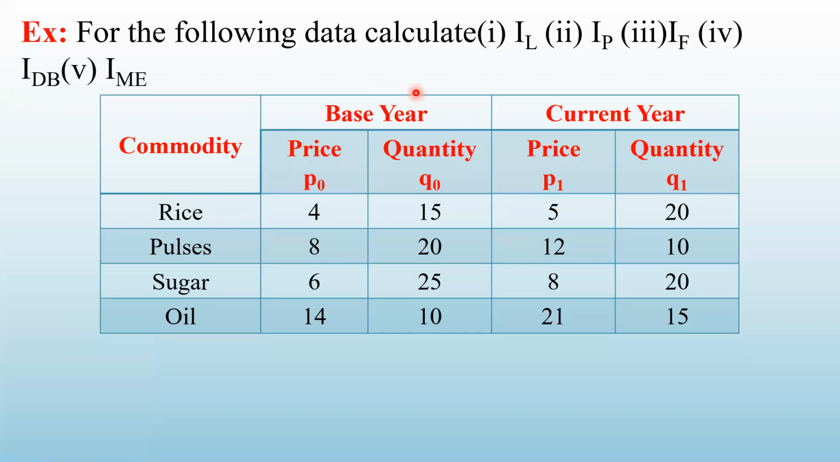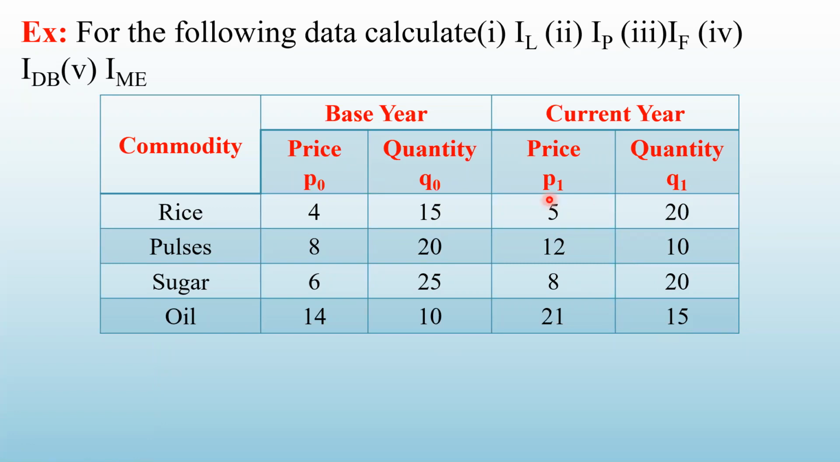Look at here. This is the column for base year. So base year price for rice is 4, pulses 8, sugar 6, and oil 14. Base year quantity is 15, 20, 25, and 10 respectively. For the current year, the prices are 5, 12, 8, and 21, and quantities are 20, 10, 20, and 15. So this much information is being given to you.